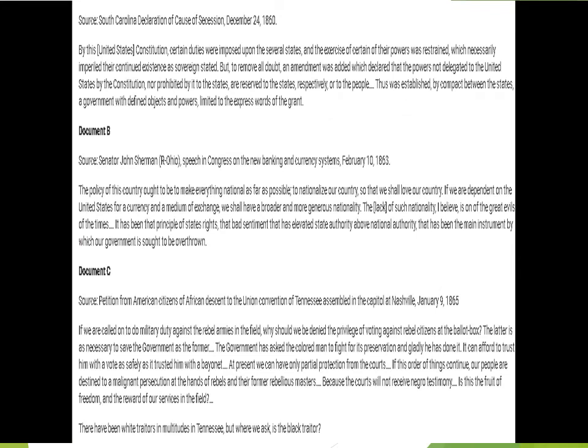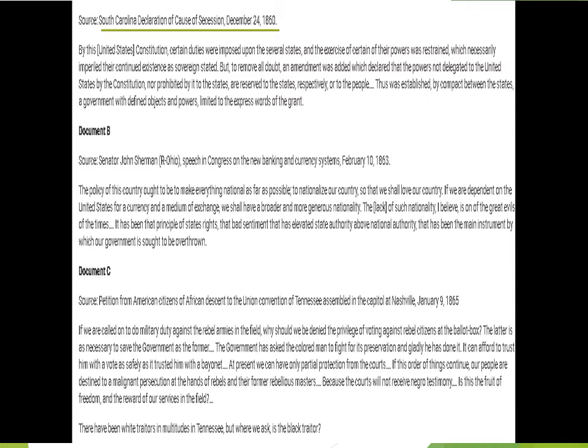Let's take a look at the first few documents here that were in our practice DBQ. The first one is at the top of the page here, source or document A got cut off, but you can see the first document. So let's start with the first document. And again, what is the first thing we do when we see a document? You're answering out loud to yourself in your room right now saying, the source. Very good. So, South Carolina Declaration of Cause of Secession, December 24th, 1860.